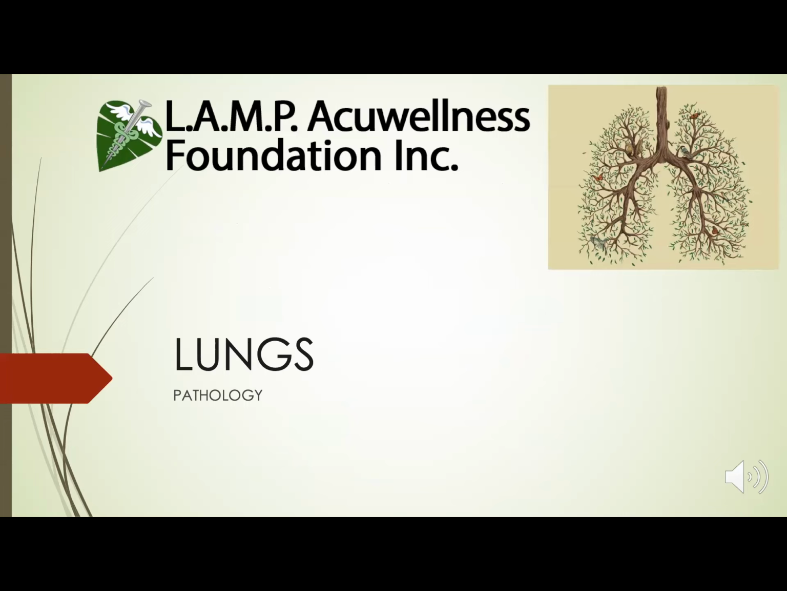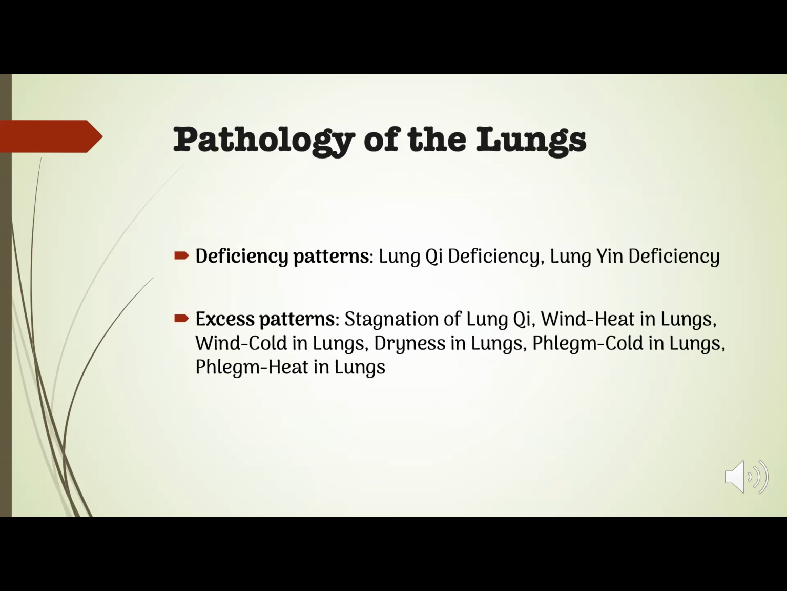So now let's start our discussion on lung pathology. There are two types of patterns generally in lung pathology: deficiency patterns and excess patterns. For deficiency patterns, we have lung qi deficiency, lung yin deficiency, and for excess patterns, we have stagnation of lung qi, wind cold in lungs, dryness in lungs, phlegm cold in lungs, and phlegm heat in lungs.